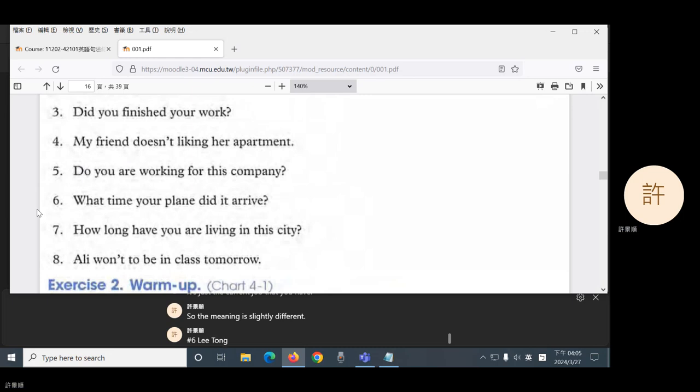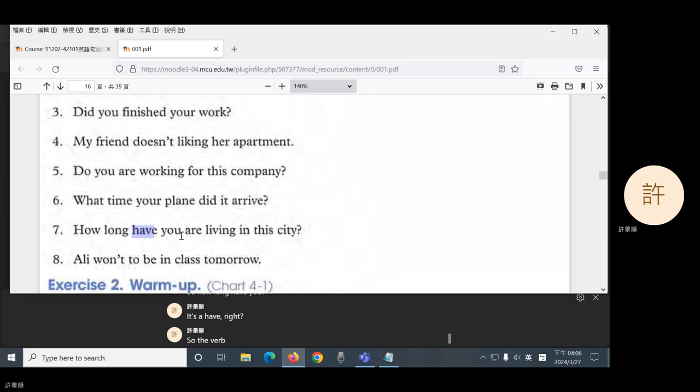Number six, 李彤。No? Oh, sorry, yes, 李彤。Number six, did you see the mistake? Good. What time did your plane arrive? So there are actually two mistakes here, right? Did is in the wrong place, and they added an extra object. You can't fit something here. It's simply what time? You just moved it over, but it's still part of the sentence, so you can't add in the it.